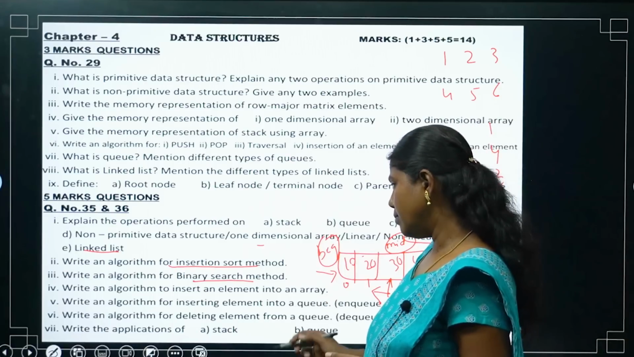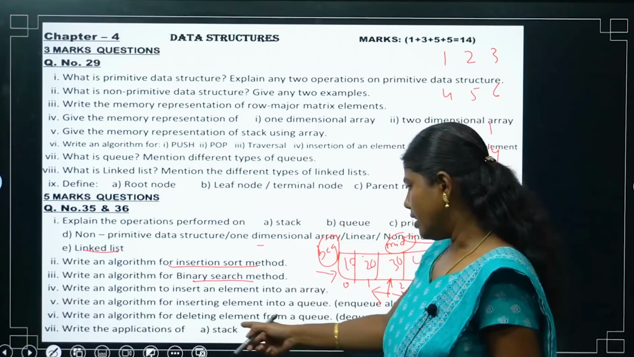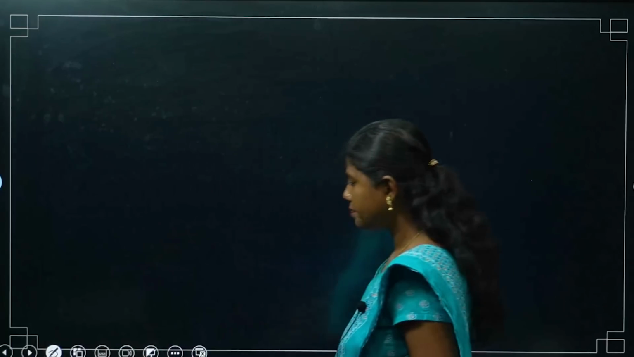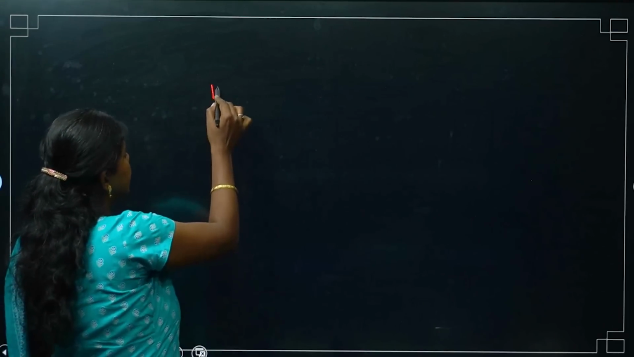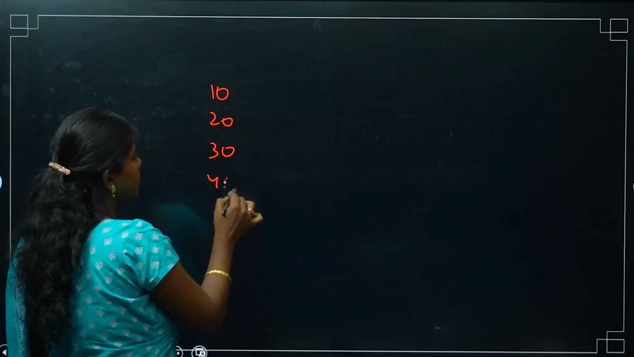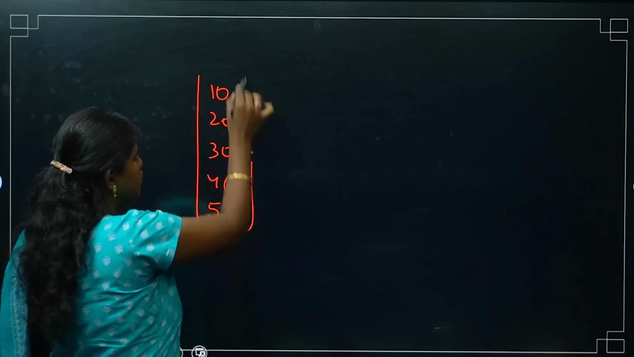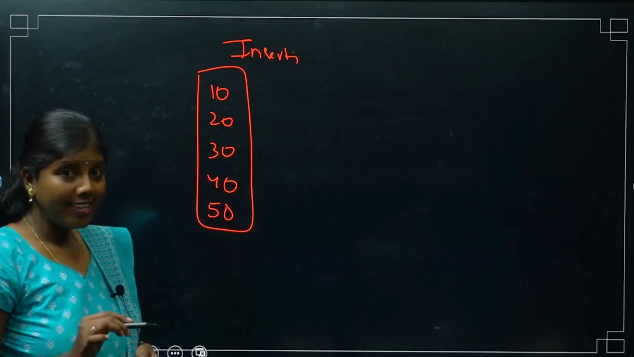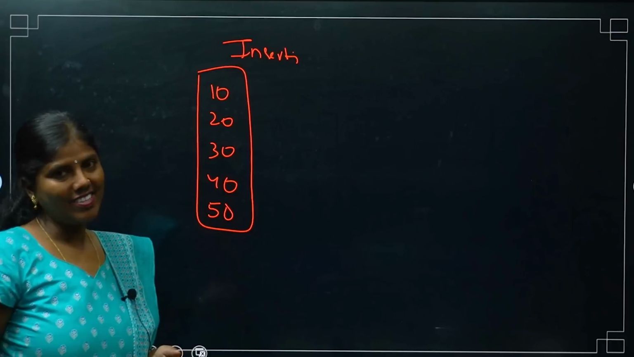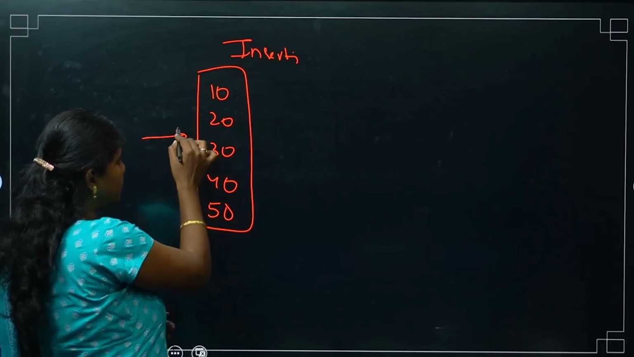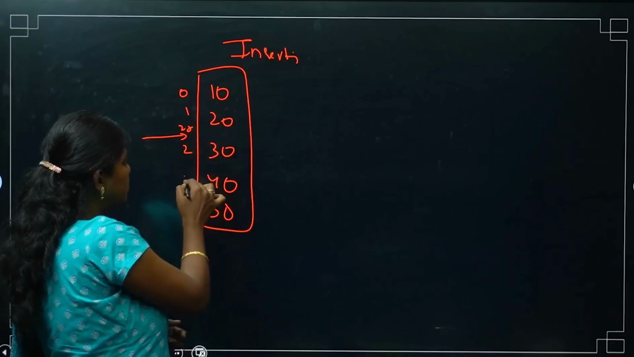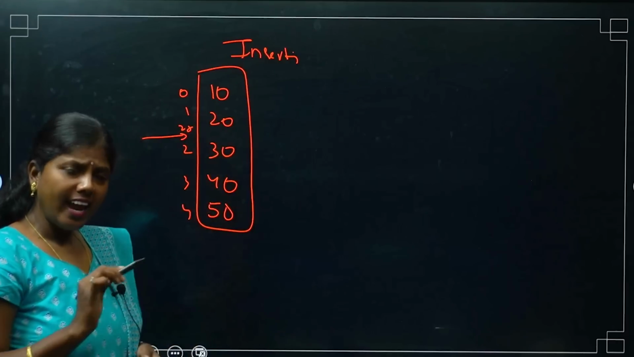So we have inserting an element into an array, deleting an element from the array, and applications of stacks and queues. We'll take up inserting an element into the array first. Here we have 10, 20, 30, 40, and 50. How do we insert an element into the array, students? Very simple. We make a space there and then insert the element. I'm supposed to insert 25 here. Right now I cannot insert it, because this is fixed: 0, 1, 2, 3, 4. At index 2, 25 should be there, and at index 3, 30 should be there.